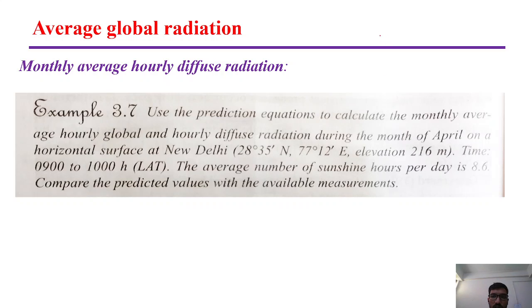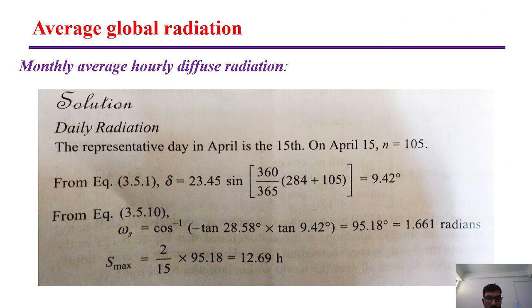So we have to calculate the monthly average hourly global radiation, IG, and the hourly diffuse radiation, ID, during the month of April on a horizontal surface. The value of S bar is given as 8.6, and the latitude is given as 28.35. So let's calculate.